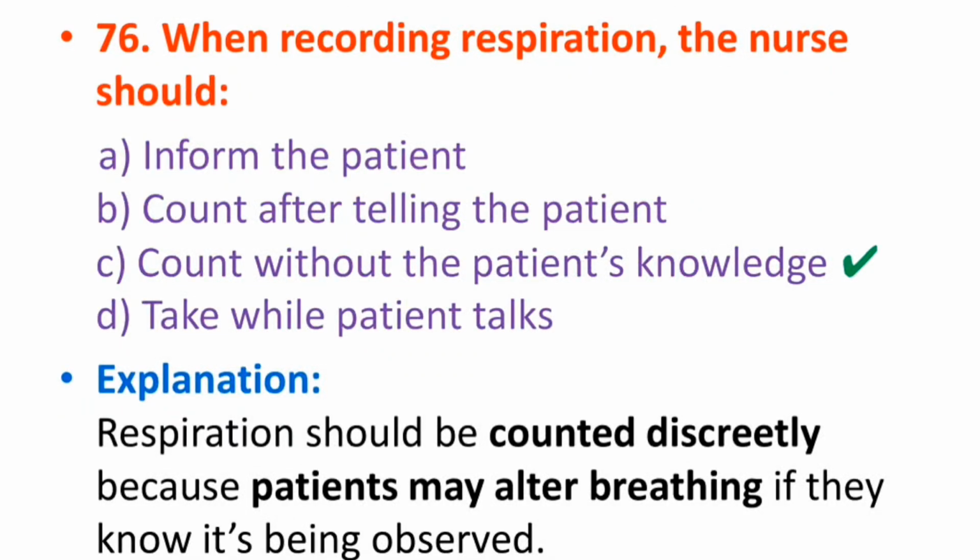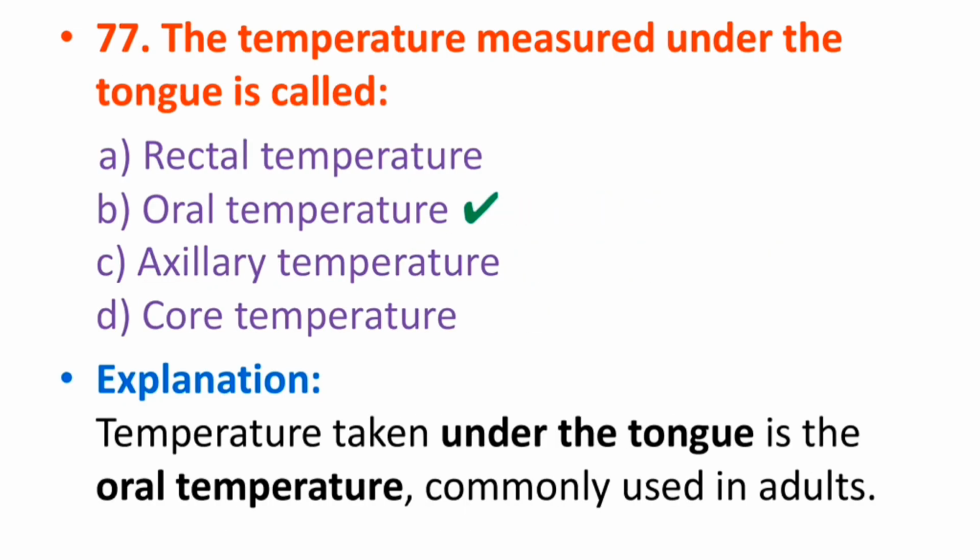When recording respiration, the nurse should: option A, inform the patient; option B, count after telling the patient; option C, count without the patient's knowledge; option D, take while the patient talks. The correct answer is option C, count without the patient's knowledge. Respiration should be counted discreetly because the patient may alter their breathing if they know it is being observed.